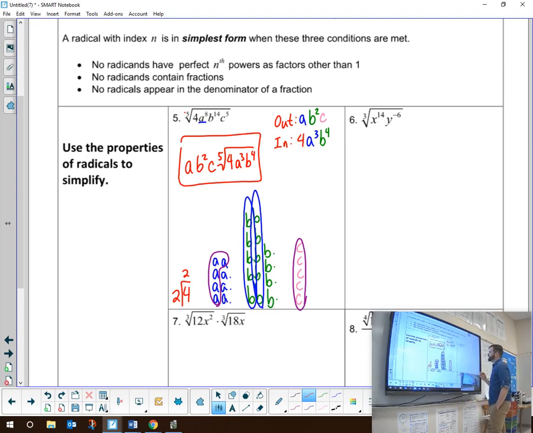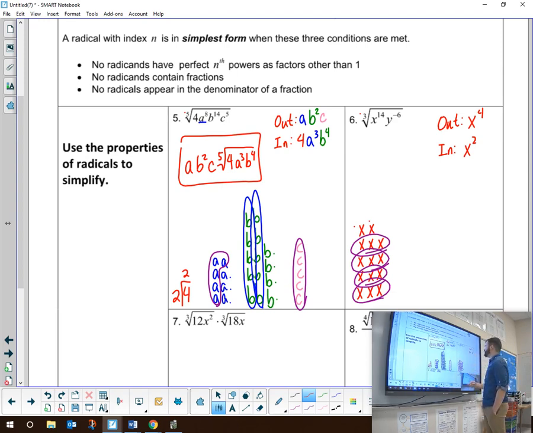Okay? The same ideas apply to number 6. So this time, my index is 3. And so we're going to start with our x to the 14. So we're going to go 1, 2, 3, 4, 5, 6, 7, 8, 9, 10, 11, 12, 13, 14. Okay, so we have 14 x's. And we're going to be working with these in groups of 3, right? Because my index is 3. So here's a group of 3. We have 1, 2, 3, 4 groups of 3. So on the outside, I'm going to have x to the 4th. I have 2 x's left over, so on the inside, we're going to have x squared. So I have 4 x's on the outside because we have 4 groups of 3.